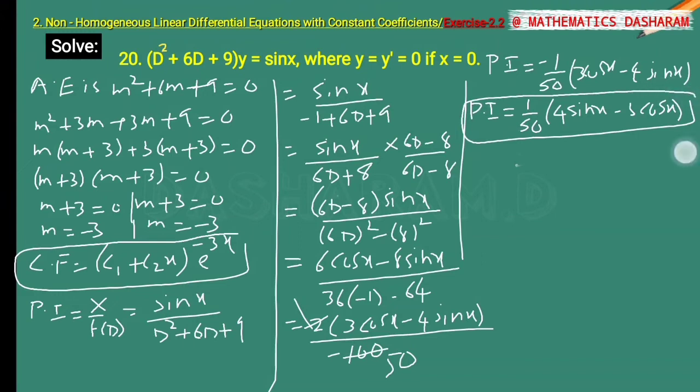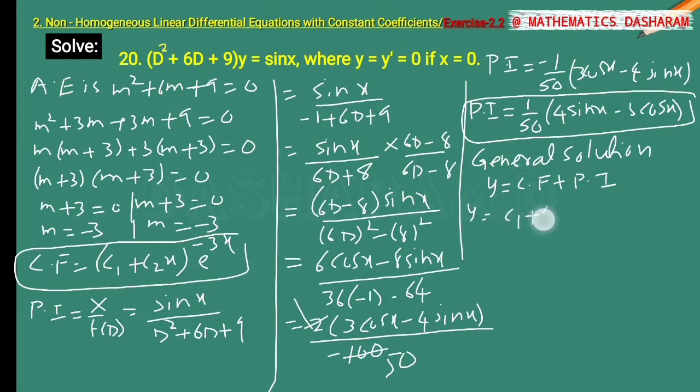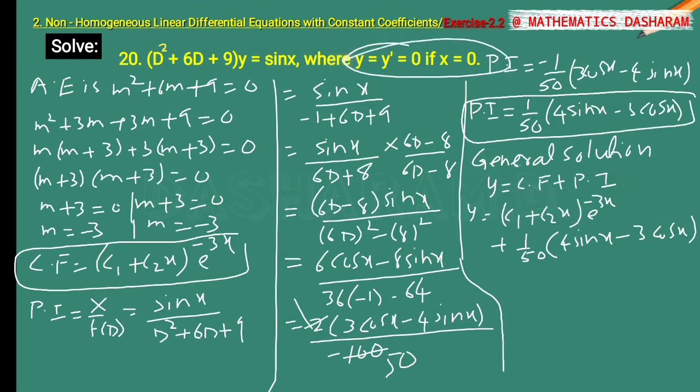Now the general solution is complementary function plus particular integral. The complementary function is (c1 + c2 x) e to the power of minus 3x, plus the particular integral, 1 by 50 bracket of 4 sin x minus 3 cos x. Now we have to find the c1 and c2 values by using these values.